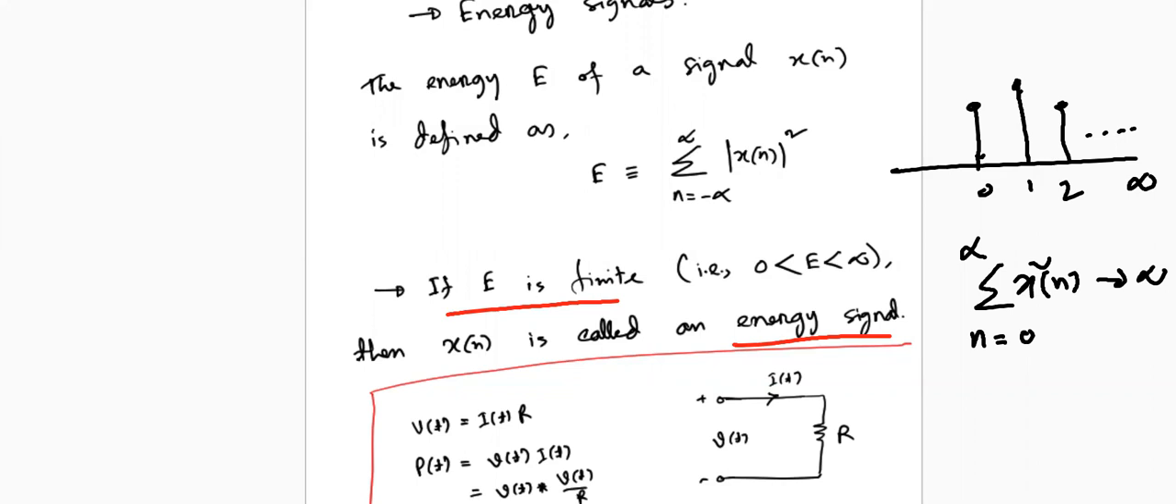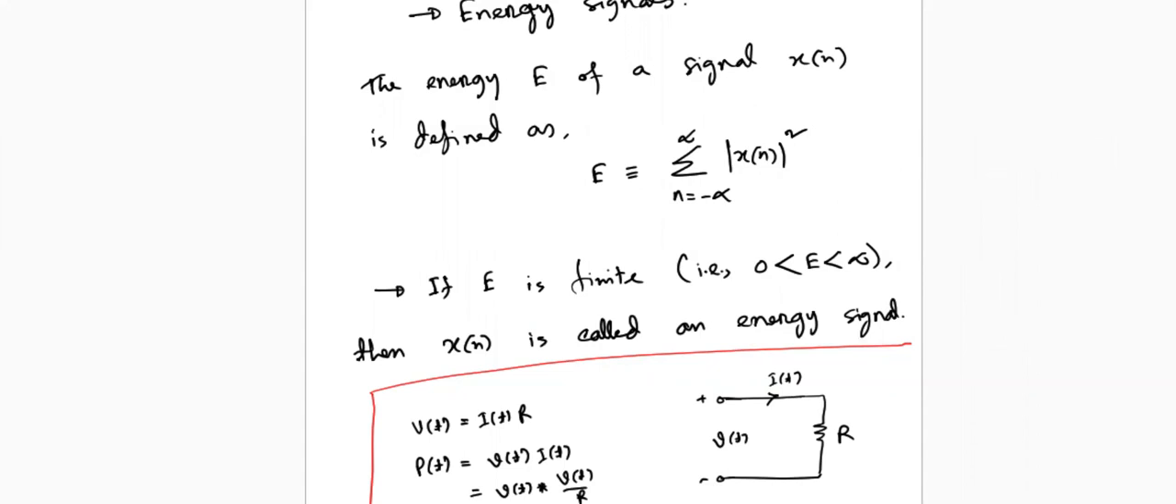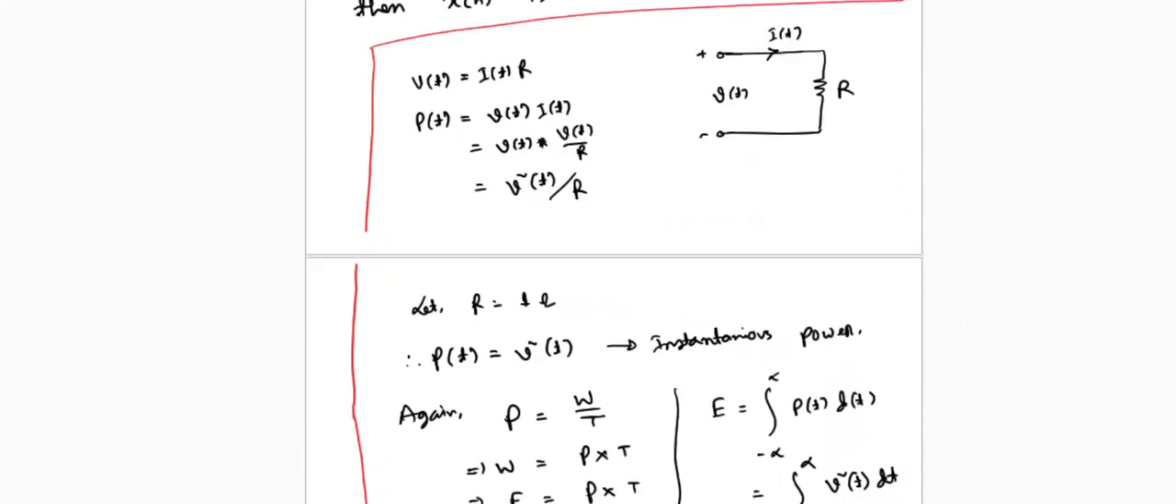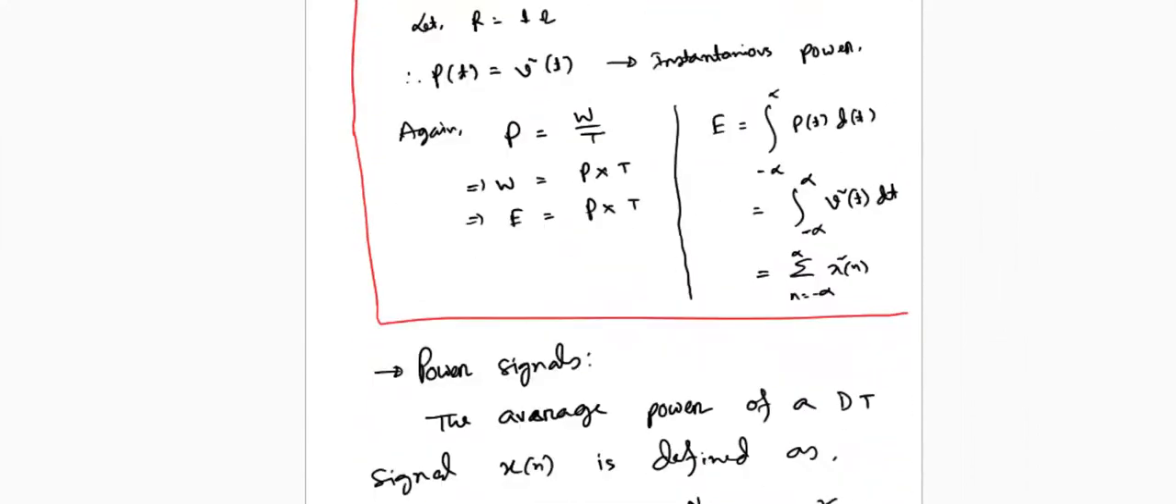and then it is not an energy signal. So to be an energy signal, the summation of this should be finite, and then it is called the energy signal. That is the definition of the energy signal.